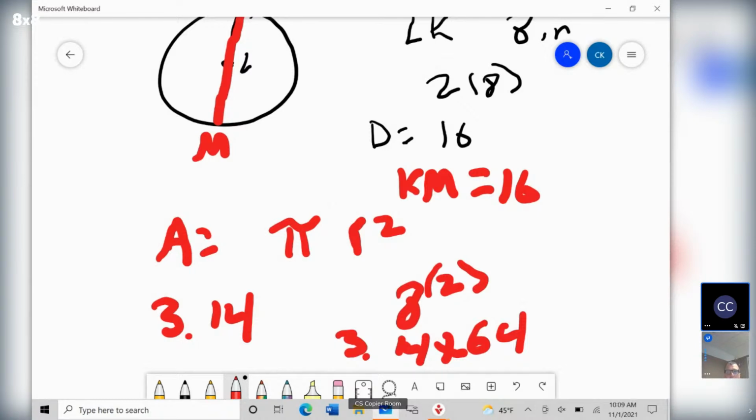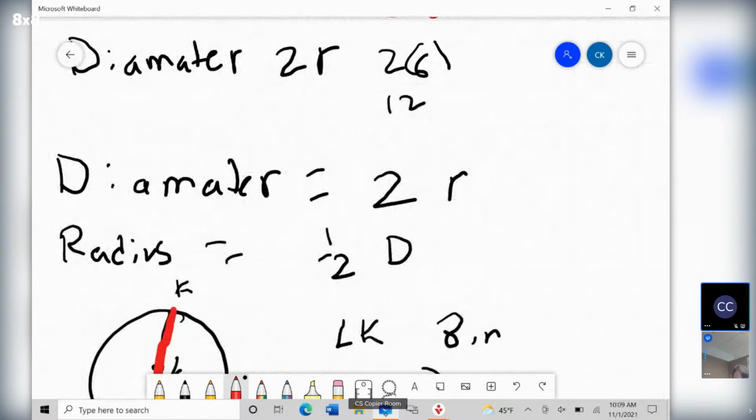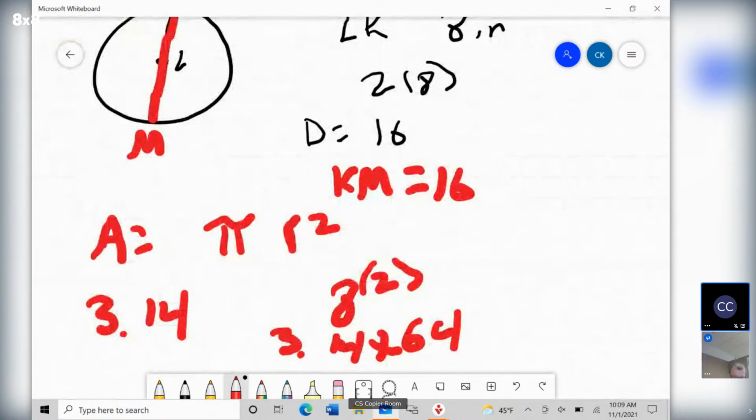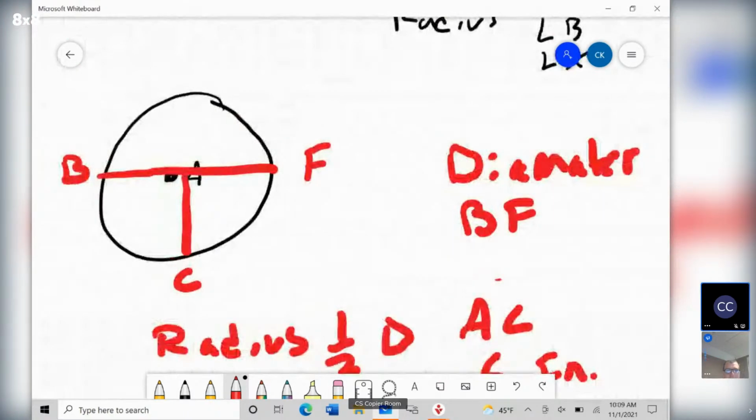Okay, so those are just 3 things I want to focus on today. I just want you to remember the diameter, the radius, and then this area formula. Area is pi r squared. I'm going to post some practice. First of all, I want you to identify in circles what the name of the circle is.